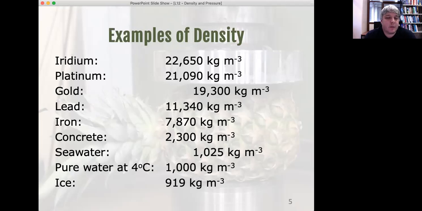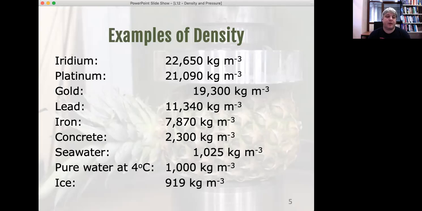Some examples, which I've noticed have become unformatted and no longer aligned, but we've got iridium as the densest metal in this table, 22,000 kilograms per cubic meter. So first of all, imagine how big a cubic meter is. It's actually very large. Trace out 1 meter long, 1 meter high, and 1 meter deep. That is quite a big volume. So if you have a block that big of iridium, it will be almost 23,000 kilograms. For platinum, 21, gold, 19, lead, 11, and so on down.